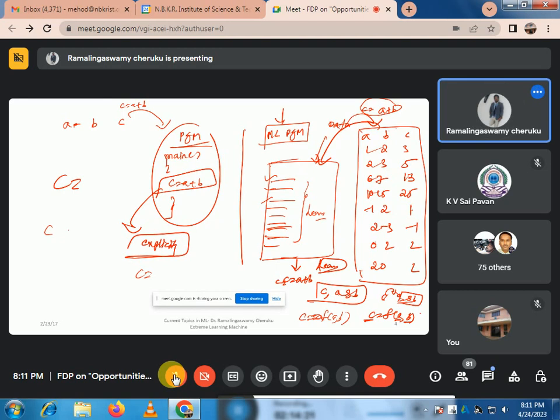So what is the function F? The functionality is addition. In a normal program, this addition is given explicitly here. Here it is learning. That's the difference. Okay.